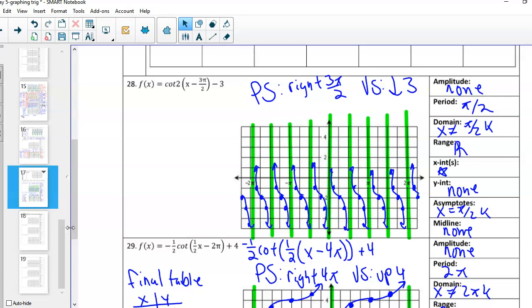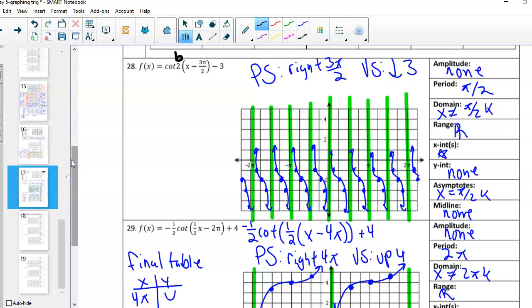Yes? Why is it period of pi over 2? Because it's pi over b and 2 is your b. So if you were doing your tables, even though you multiplied all of your x's by 1/2 and you added all of them by 3 pi over 2, you still ended up at 3 pi over 2 and 2 pi. So it would have repeated itself every each of those for your asymptotes. Questions on that one?